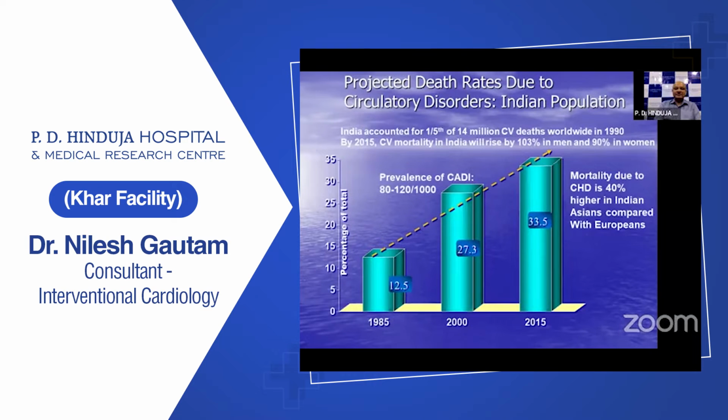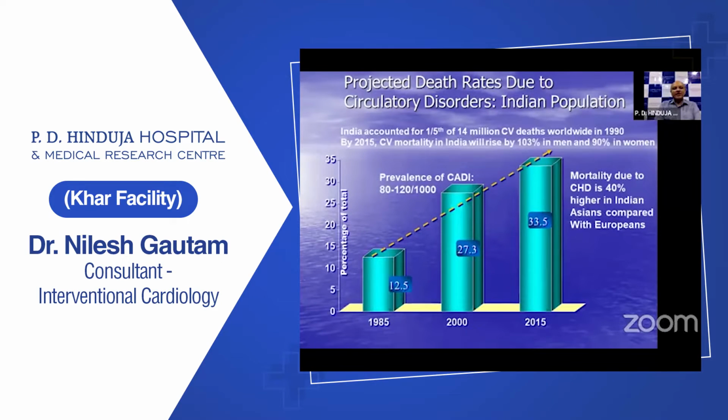Death rates, yes, these were the projected rates, and we've already crossed the 33.5 million mark in 2015. It's almost on an average around 50 million as we speak today. Almost you can say 25 to 30%, right, of morbidity and mortality related to coronary heart disease is happening in India as we speak. So we are number one as far as heart problems are concerned, a number one, not to be proud of though.